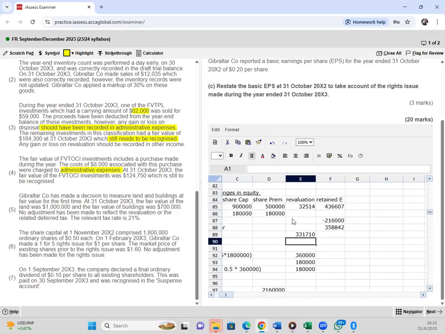Then we're done with the statement of changes in equity. We then add up to get your totals.